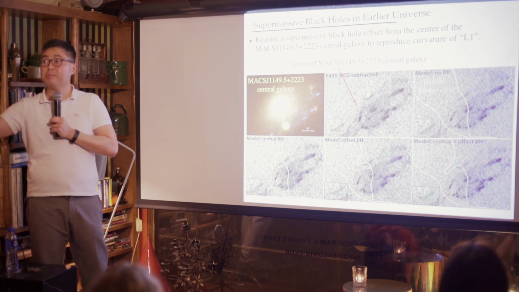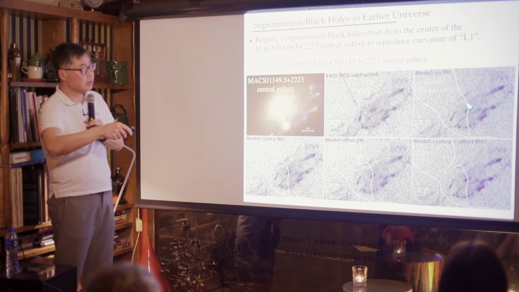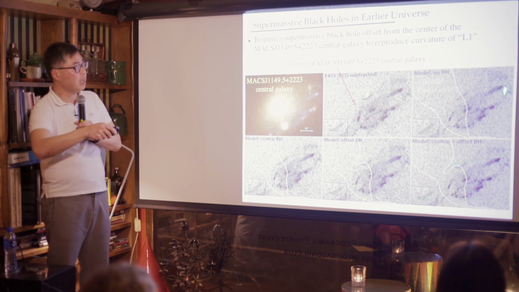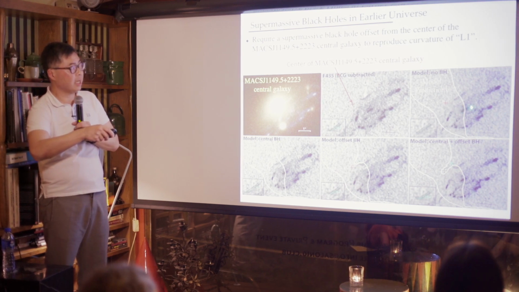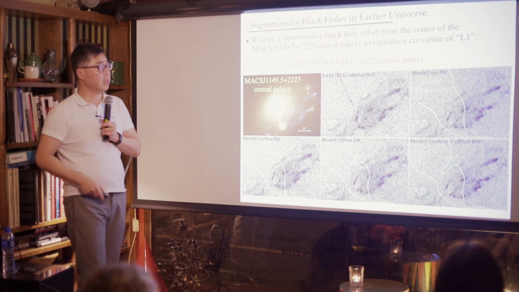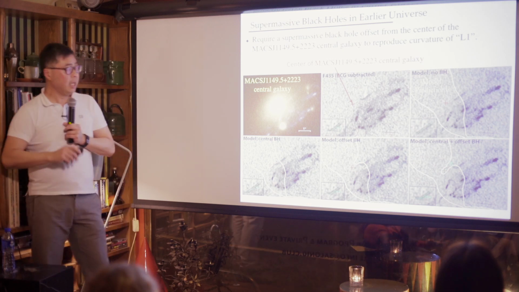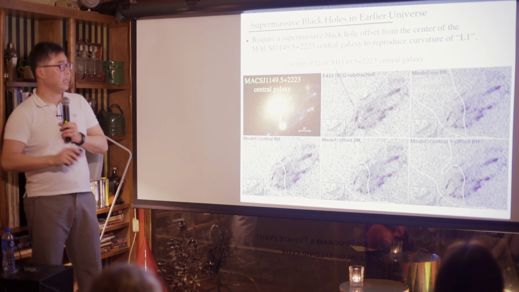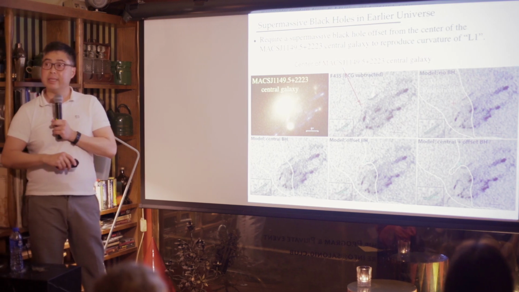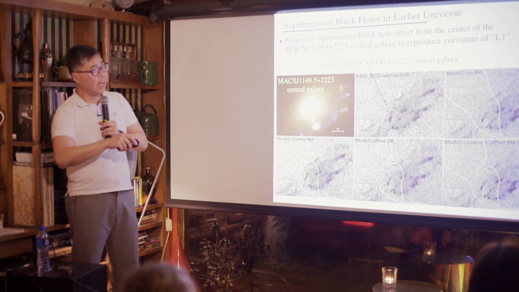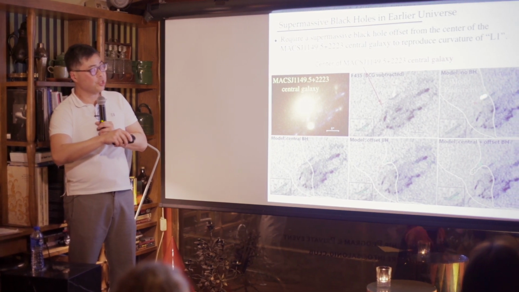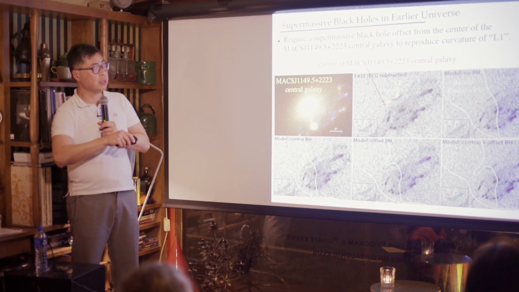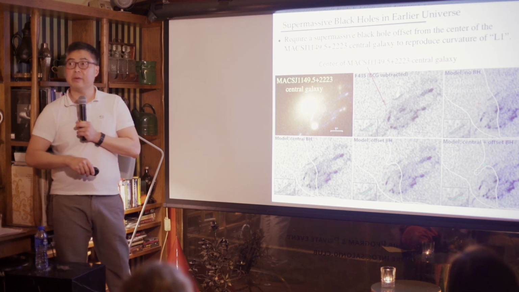Remember, lensing produces multiple images. Okay, so this part here is just the counterpart of this part, right? This feature here is a counterpart of this feature. This feature here is just a counterpart of this feature. All right. Now, in this model, we've not put in a supermassive black hole in this galaxy. Okay, and our model then predicts this feature to be straight. Okay, which is different to its curved appearance.